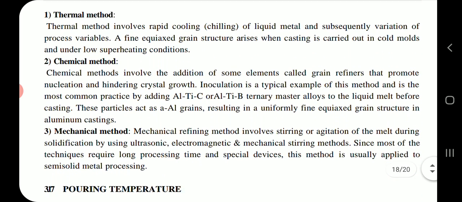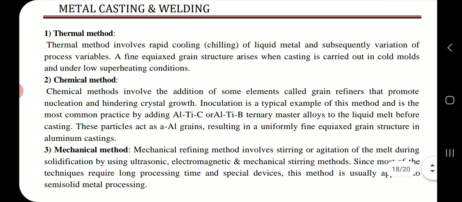First one, thermal method. The thermal method involves rapid cooling, chilling of liquid metal, and subsequent variation of process variables. A fine equiaxed grain structure arises when casting is carried out in cold molds and under low superheating conditions.